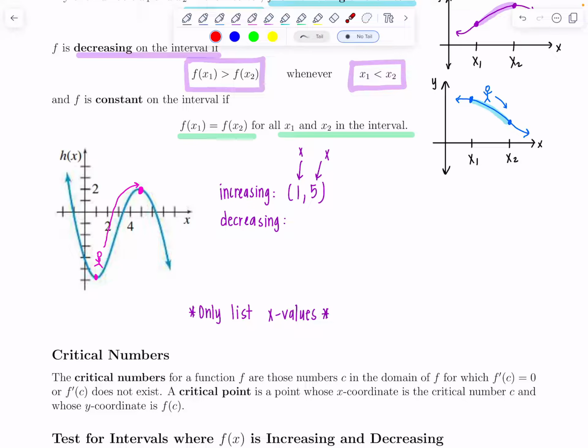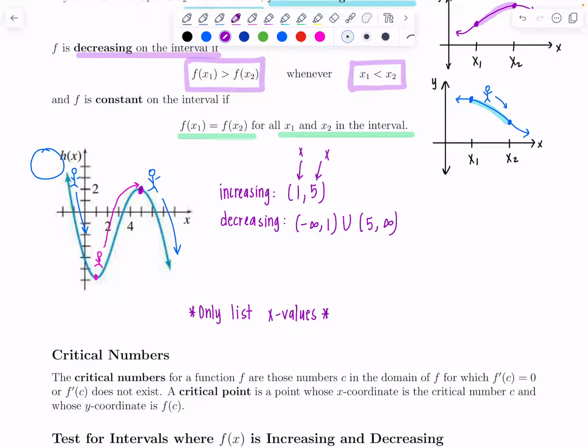As far as decreasing, when are we going downhill while walking on the graph? From here on, right, we said, well, when did we start going downhill? Well, all the way from negative infinity, right? We were going downhill this whole time. And then we're still going downhill on this little separate piece here. So I'm going to have to list two intervals together. We're decreasing from negative infinity to 1, union, this point right here, the x value was 5, and then we're decreasing forever on out from there. And again, these are open intervals.